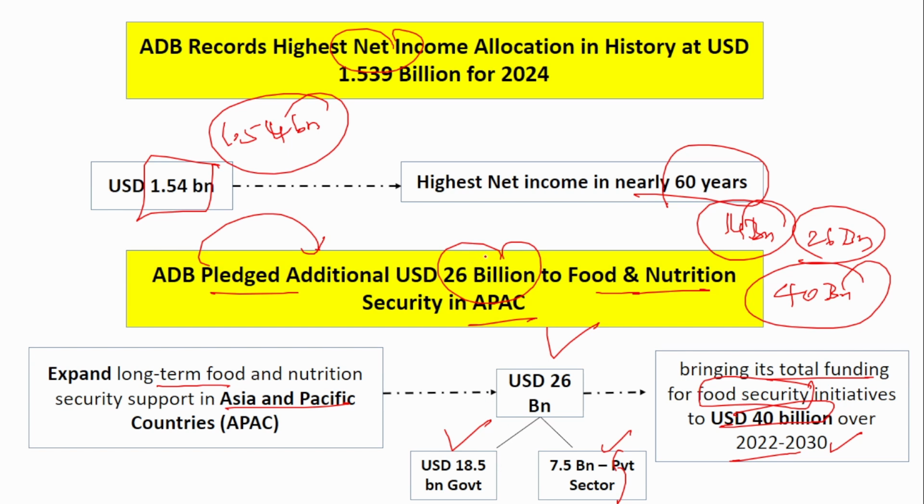Remember this amount, additional 26 billion. Initially, 14 billion was already allocated for these food security measures. The total amount now allocated comes to around 40 billion. And we saw the highest net income of $1.54 billion, and also the amount allocated to India in 2024 was 5 billion. This you have to remember, it is very, very important. Remember all the numbers mentioned here, because this is the annual meeting, which happens only once a year. So these numbers are very, very important.